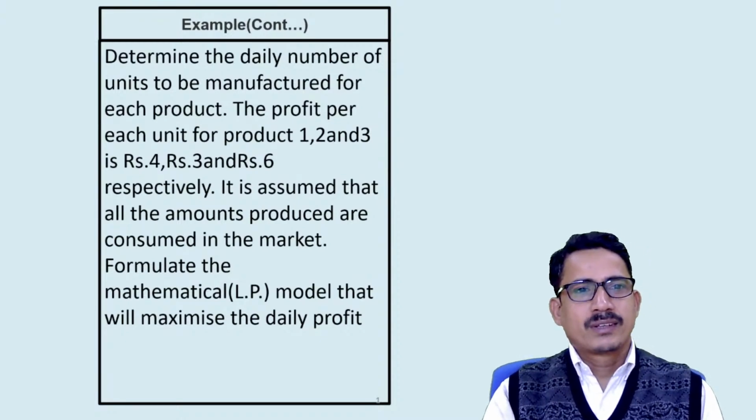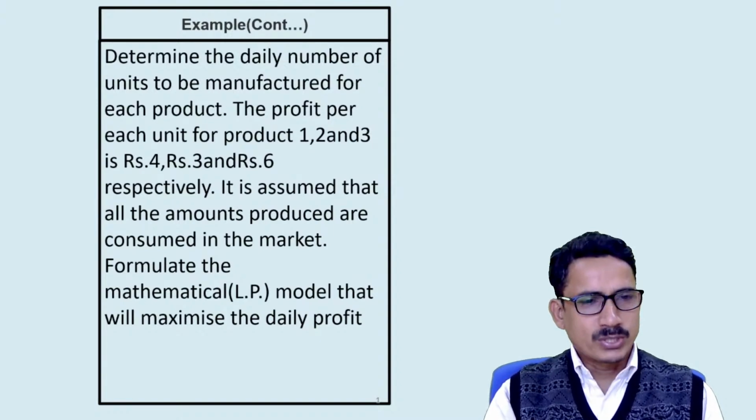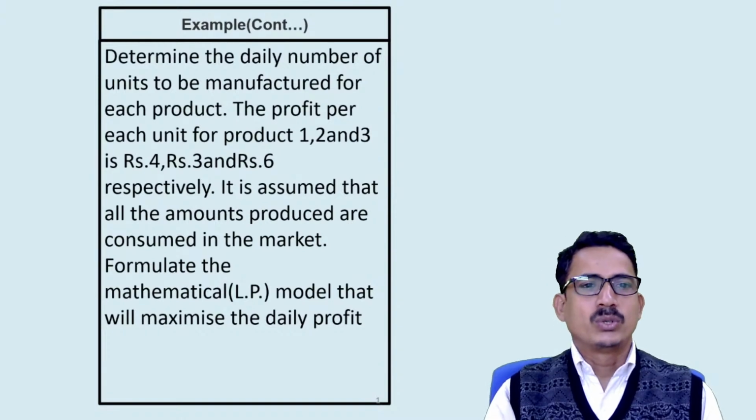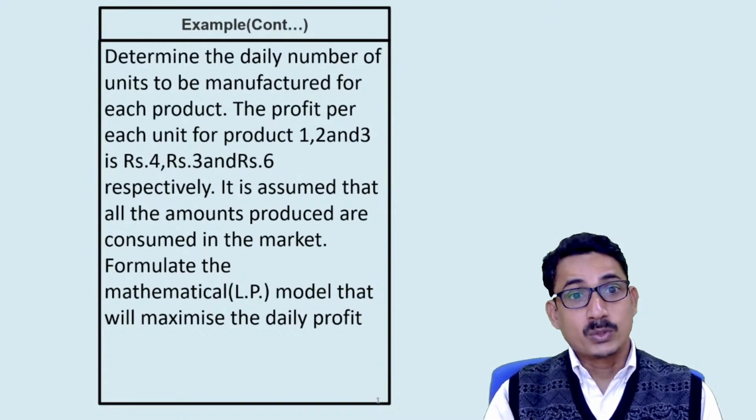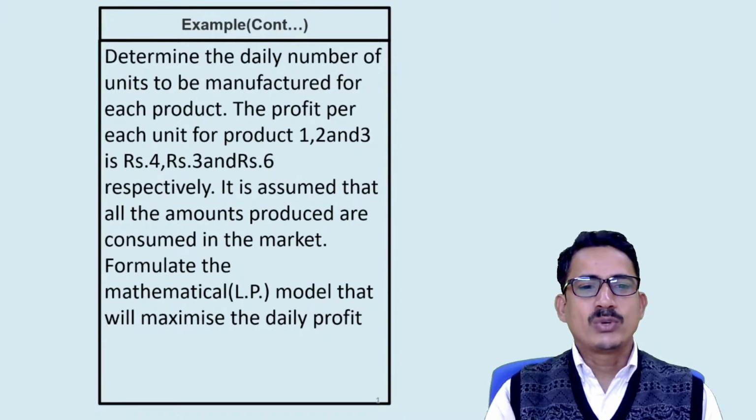Now, in the question the profit for each product is given. You are getting rupees 4 in product 1, rupees 3 in product 2, rupees 6 in product 3 for 1 unit. So first of all, you have to formulate a model, which I have told you in operations research theory. Unless you make a model, you cannot get a solution. The theory is huge, but you have to convert it into a mathematical model.